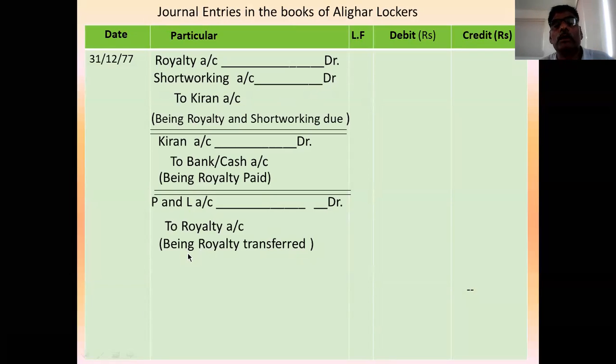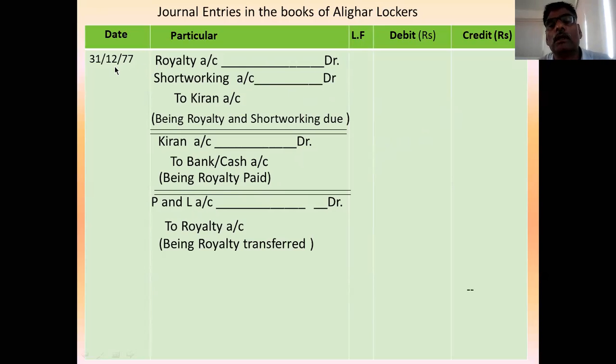You have to remember. If amount is in the SW column, you debit short working. If amount is in SWR, you credit in the second entry. If amount is in the SWIR column, you credit in the third entry as short working. Clear? I'll write the amount.